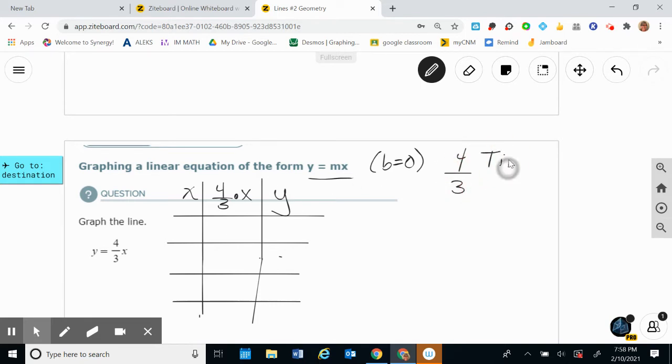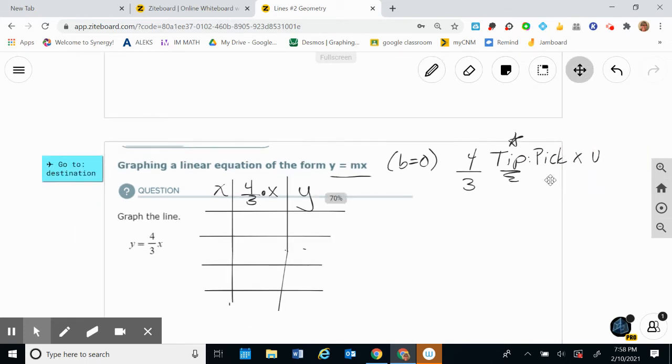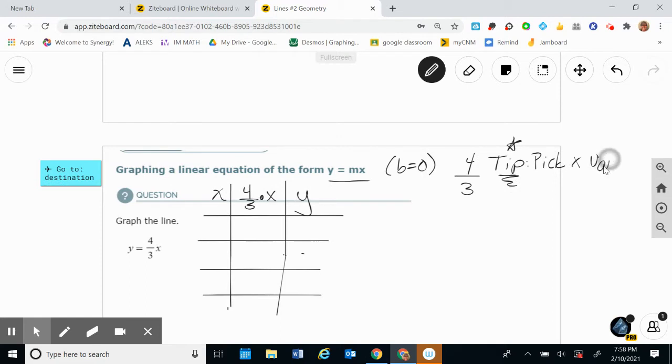Okay, here's a tip. This is a nice tip. Pick X values that are multiples of the denominator. Okay, if you have a fraction, I should say if fraction. Okay, it makes it easier.